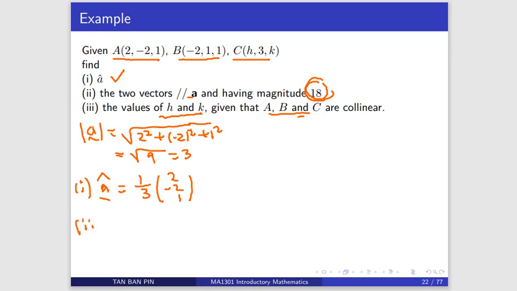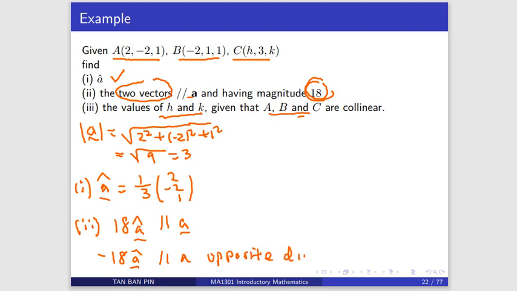And part 2 is just 18 cap A, or minus 18 cap A. You want two vectors parallel to A, so it can be in the opposite direction. So 18 cap A is parallel to A. Then minus 18 cap A is parallel to A also, but in the opposite direction. Then this is the same direction.